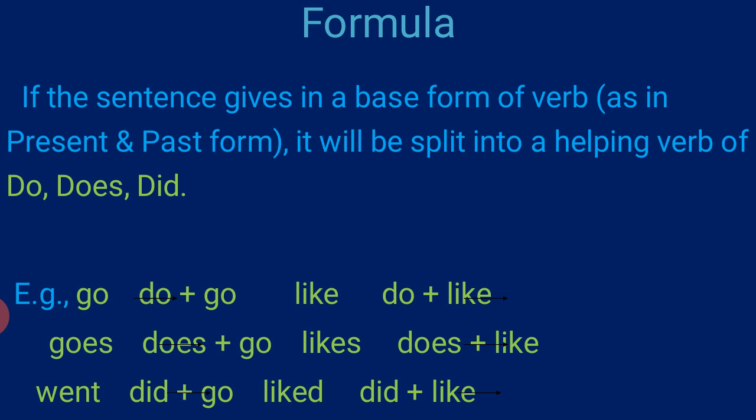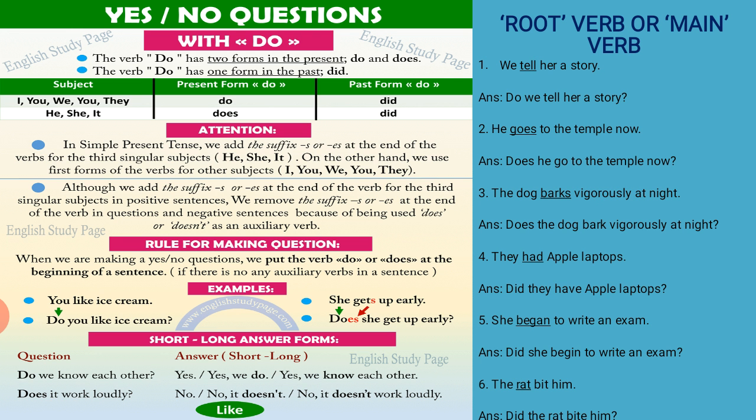So like becomes do plus like, the plural form, and likes is the singular form. Why do we add the s to particular verbs? Because he, she, it is the third person singular form, so we add the s to the verbs. So likes becomes does plus like, and liked becomes did plus like. Use this formula and you will know it very well.